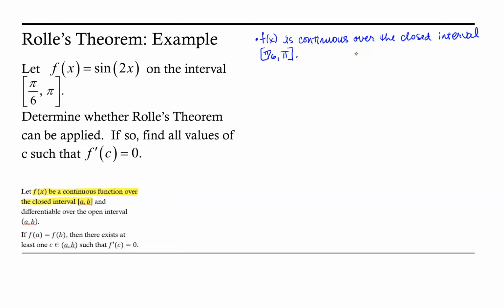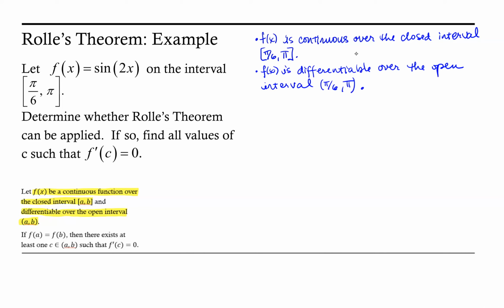The second criterion for whether or not Rolle's theorem may be applied is that f of x is differentiable over the open interval from a to b. That is, is sine of 2x differentiable for all values of x between pi over 6 and pi? Well, the sine function is differentiable over all real numbers, and in this case, sine of 2x will also be differentiable over all real numbers. So certainly it is differentiable over the open interval from pi over 6 to pi.